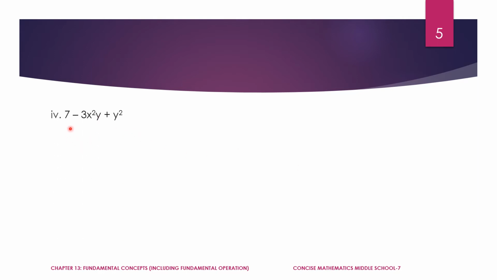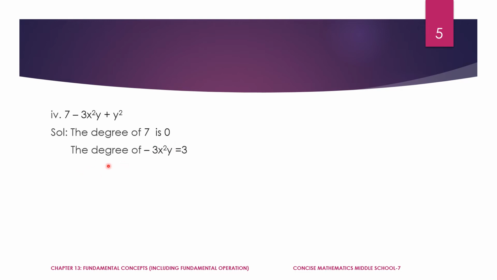Next, 7 minus 3x square y plus y square. Here we have three terms. So let's consider the first term, the degree of 7. 7 does not have a variable, so it should be considered as 0. And 7 is a constant because it is a fixed value and it does not change, right? When there is no variable, it is considered as 0.